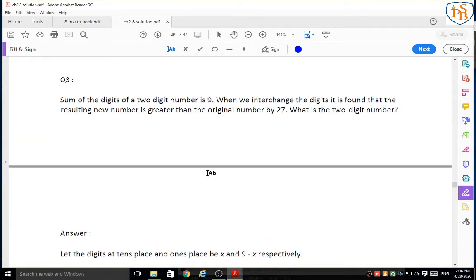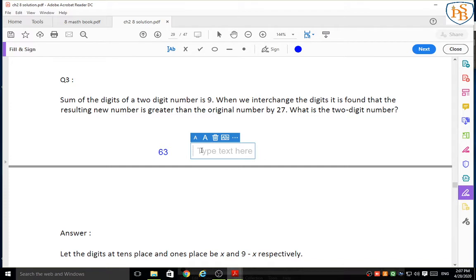Just for an example, the sum of the digits of a 2-digit number is 9. They gave us a condition. Suppose the number is 63. This is a 2-digit number, and the sum of the digits, 6 plus 3, is 9. At the ones place there is a 3. What will be the number at the tens place? The sum is 9. If I subtract this 3 from the 9, I get 6, which is at the tens place.